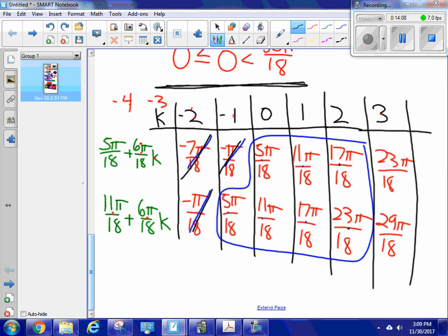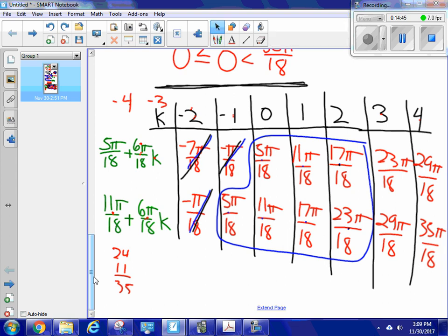I have to try 4. Well, 4 times 6 is 24, plus 5 is 29 pi over 18. And 4 times 6 is 24, plus 11, that's 35. So this is 35 pi over 18. Well, it looks to me like I have to go even a little bit further, and I'm running out of room.